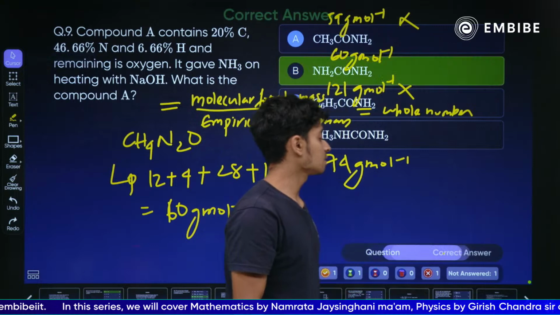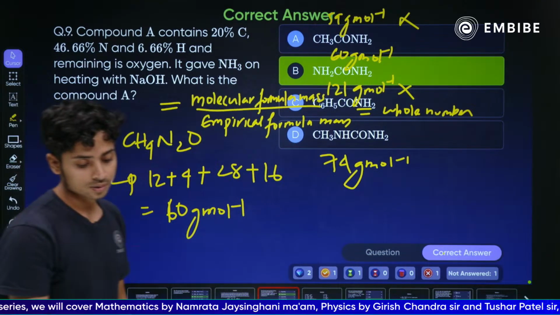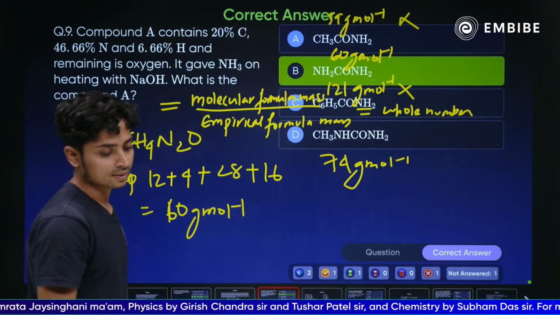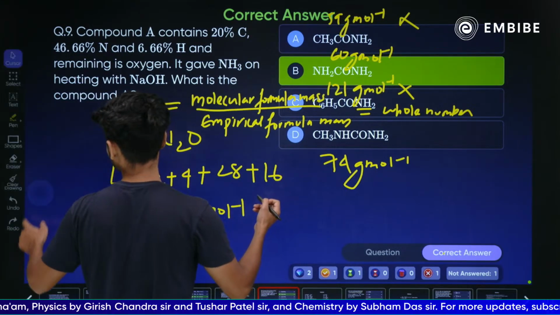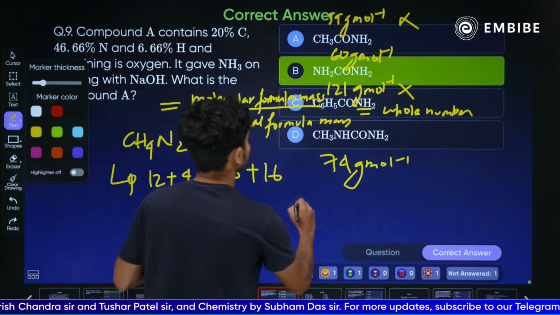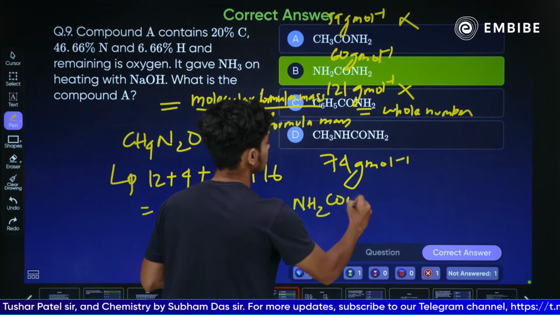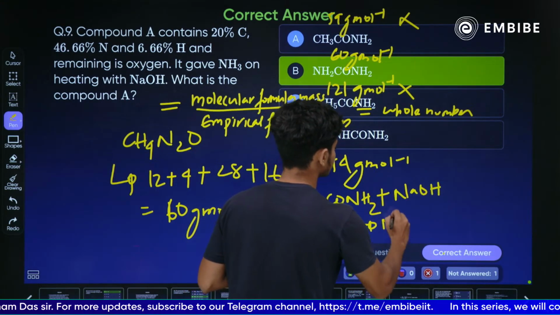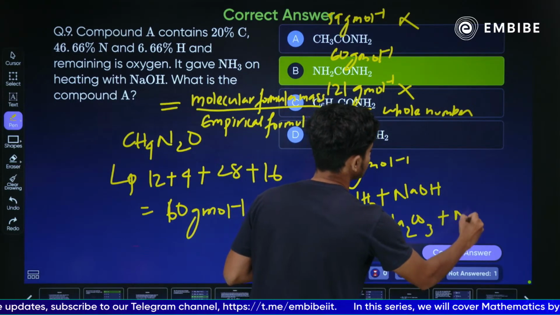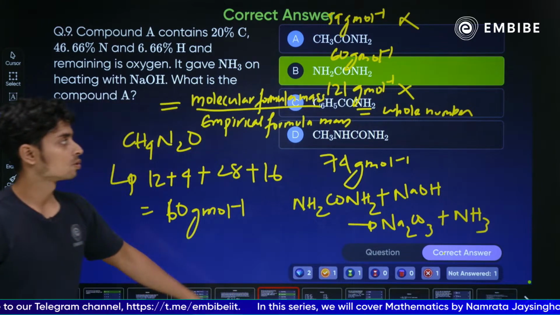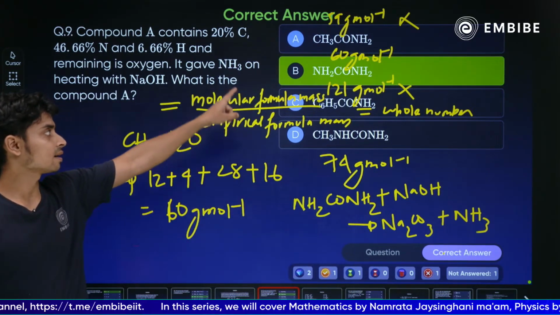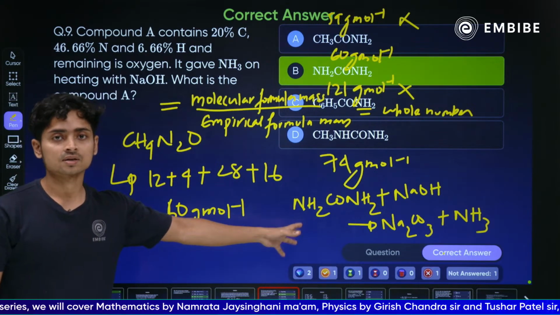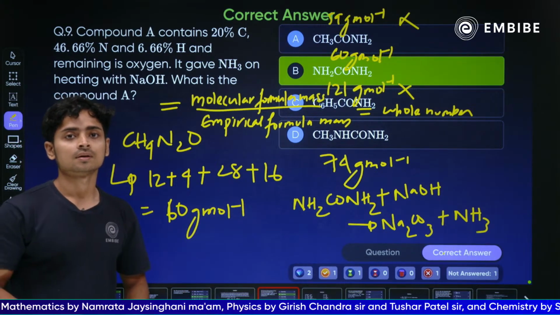And another memory based thing: when urea reacts with sodium hydroxide, it gives you sodium carbonate and ammonia. So when NH2CONH2 reacts with NaOH, it gives me Na2CO3 plus ammonia NH3. So two things I used. I think the way which I solved was a better way, but you can remember this, as this reaction might come in handy in coming questions.